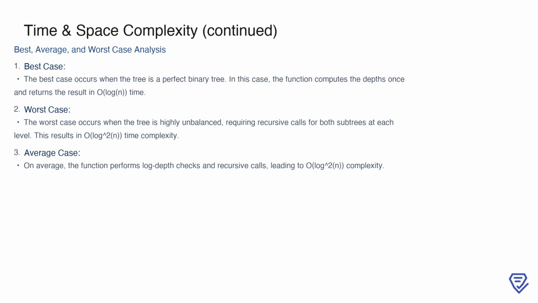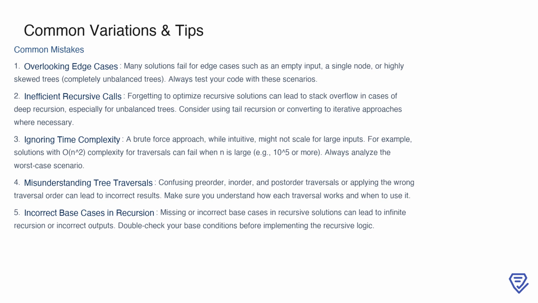This analysis provides a complete picture of how the count node's function performs under different conditions. When solving tree-related problems, there are some common mistakes to watch out for. First, overlooking edge cases can lead to incorrect or incomplete solutions. These edge cases include scenarios such as an empty tree, a single-node tree, or highly skewed trees that are completely unbalanced. Testing your code on these examples ensures robustness.